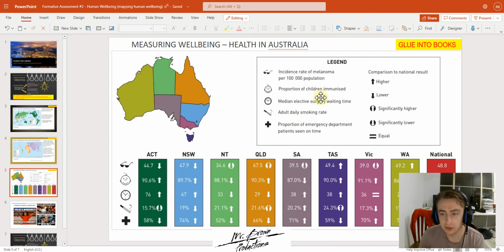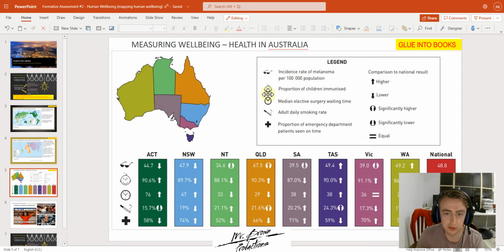Our last graph that we are going to look at today is measuring well-being and health in Australia. What this image is doing is, again, color-coding each state of Australia, and in it are different ways of measuring human well-being. If we look at the legend here, we're measuring it by incidence of melanoma rate, which is skin cancer due to excessive sun exposure.